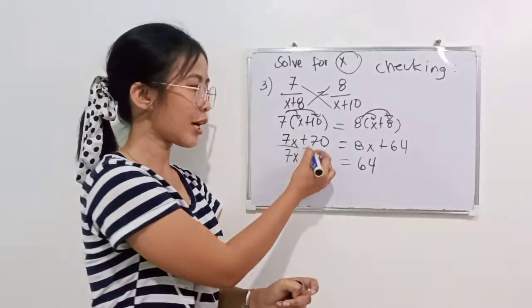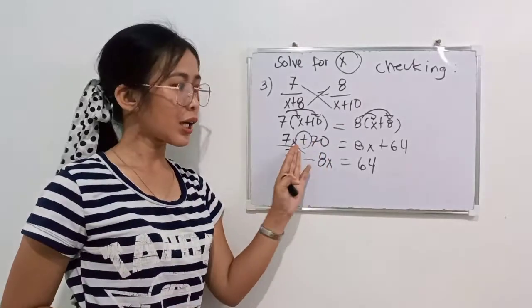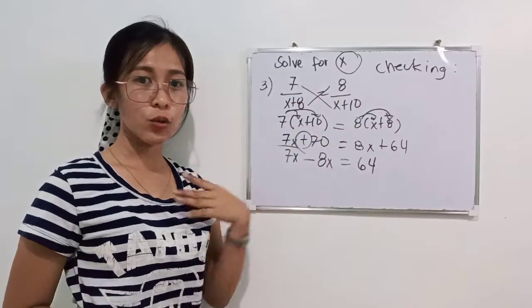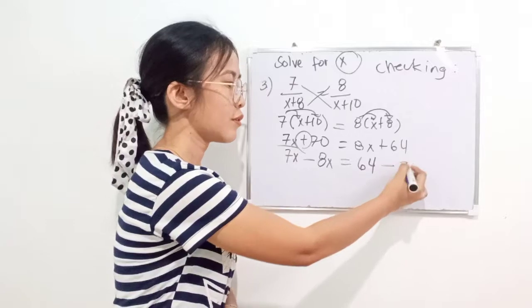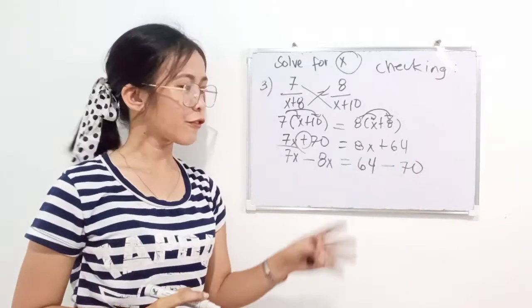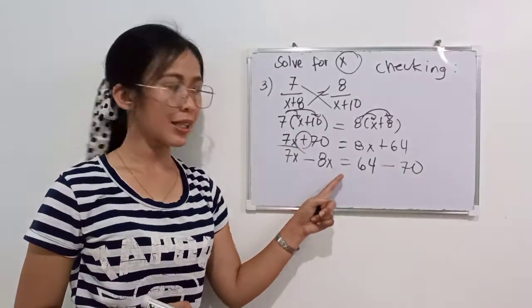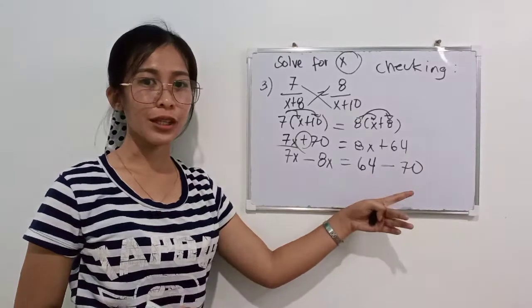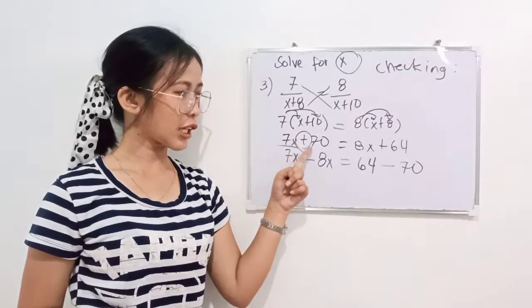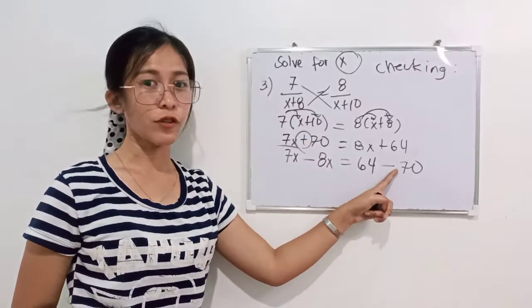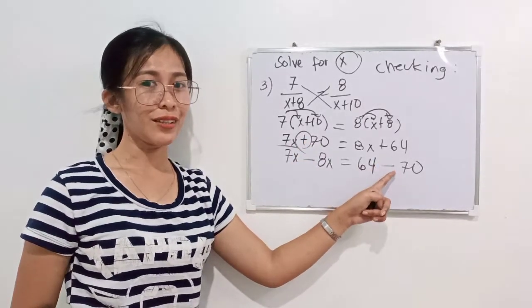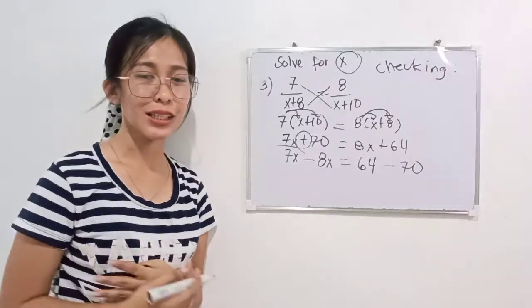Since si 70 ay positive dito, kapag inilipat mo siya sa kabila ng equal sign, siya ay magiging negative. Ayan. So, therefore, we have 7x minus 8x is equal to 64 minus 70. Pero kung nagkataon na si 70 ay minus dito or negative, siya ay positive doon, of course. Plus siya doon. So, ganun lang kasimple. Lagi nyo yung tatandaan, alright?